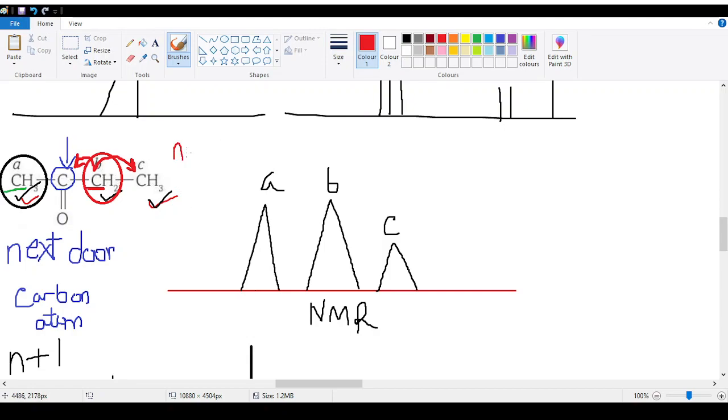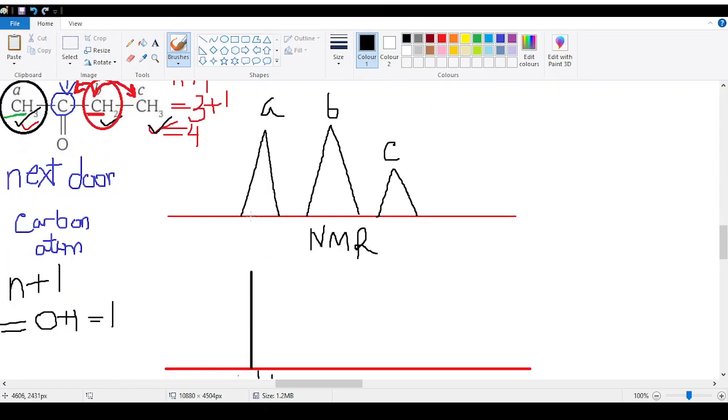Now what I want you to do is 2n plus 1, where n is the number of hydrogens on the neighboring carbon atoms. So the neighboring carbon atoms, how many hydrogens do they have? The one on the left doesn't really have anything. The one on the right has three hydrogens. So we'll do 3 plus 1. How much do we get? 4. We get 4.